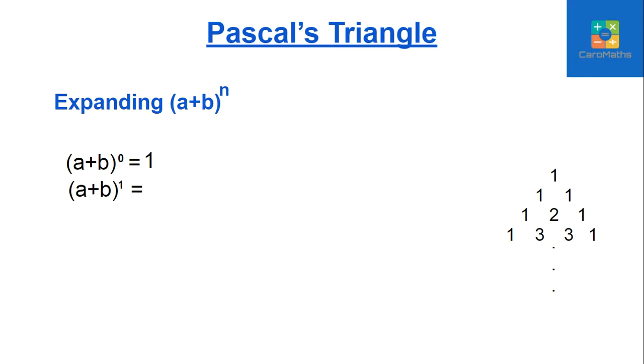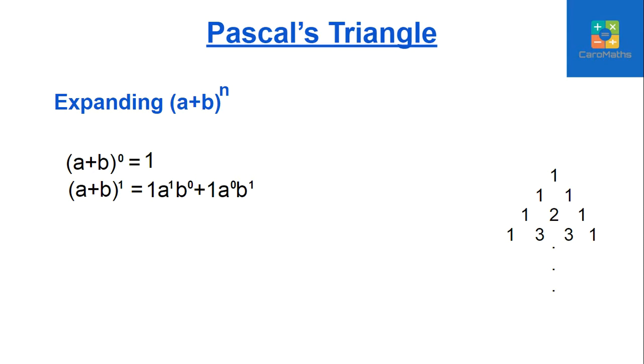(a + b) to the power of 1, well, that's 1 times a to the power of 1 times b to the power of 0, plus 1 times a to the power of 0 times b to the power of 1. So let me explain that. The two 1s, the coefficients, you get from looking at the second row of Pascal's triangle, 1 and 1. And now I'm going to explain the powers when you expand this expression.